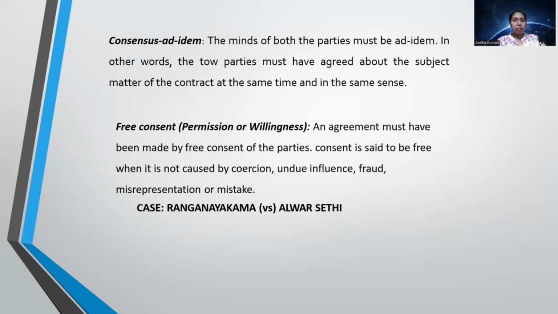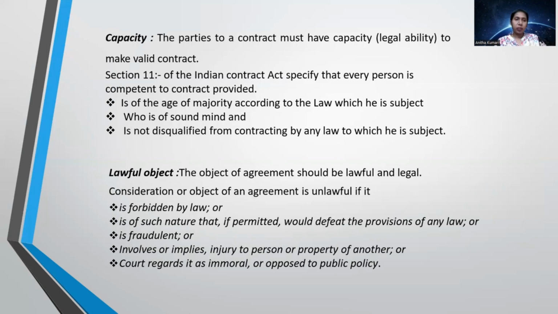Now the judgment favored Alwar Setti, the wife. Why? Because this contract is missing free consent. What do you mean by this? Because Alwar Setti was forced to adopt the child. She has not willingly adopted the child. So this is one example for free consent.